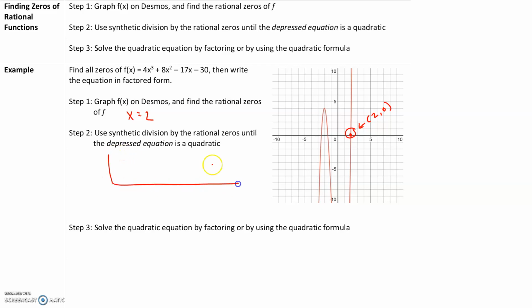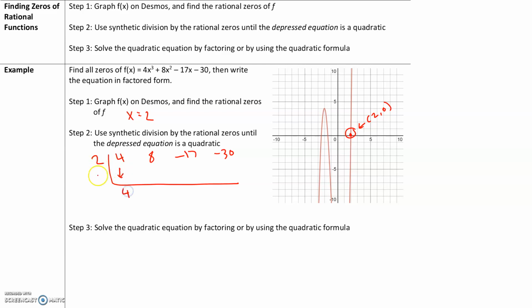Let's set up our synthetic division: the coefficient of x cubed is 4, the coefficient of x squared is 8, then we have -17, and we have -30. Now remember, if one of the exponents was missing, you would have to put a 0 in its place, but here we have everything. And we know that x equals 2 is a 0, so I'm going to do synthetic division by 2. Okay, so let's start.